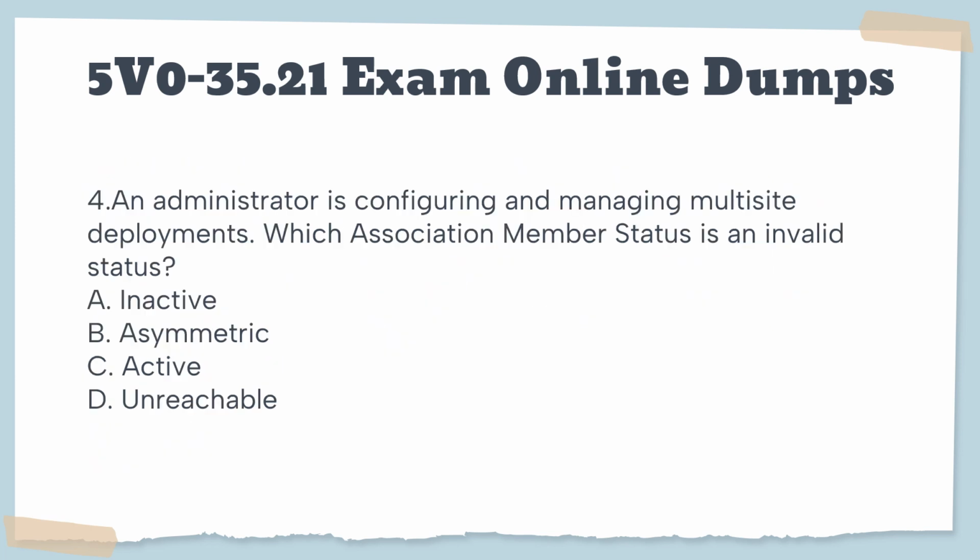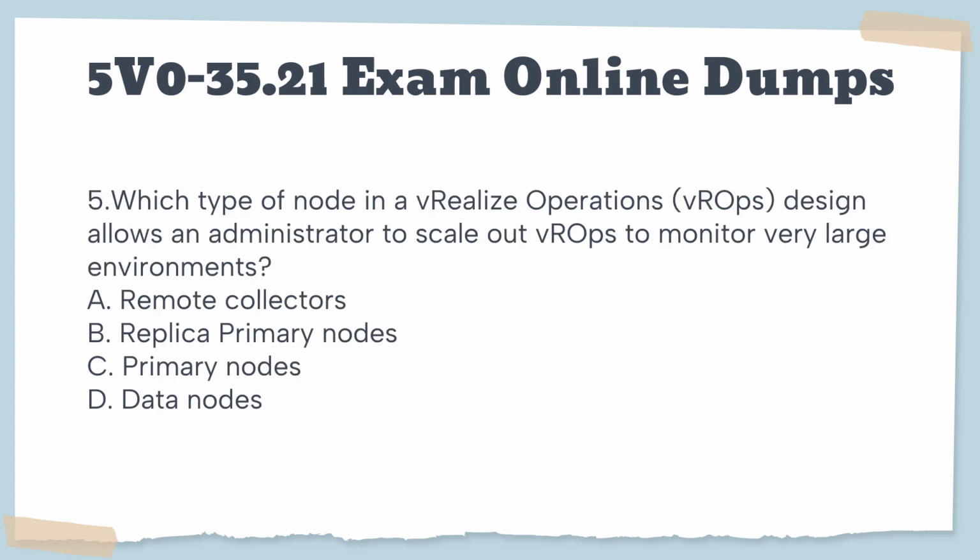4. An administrator is configuring and managing multi-site deployments. Which association member status is an invalid status? A. Inactive. B. Asymmetric. C. Active. D. Unreachable.